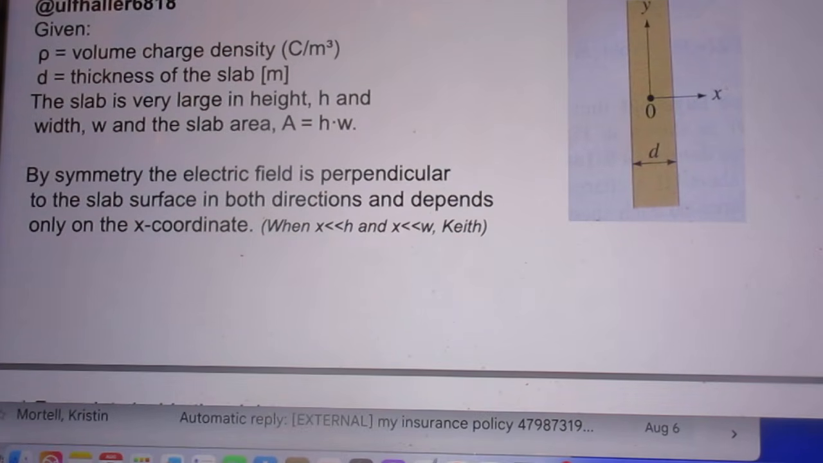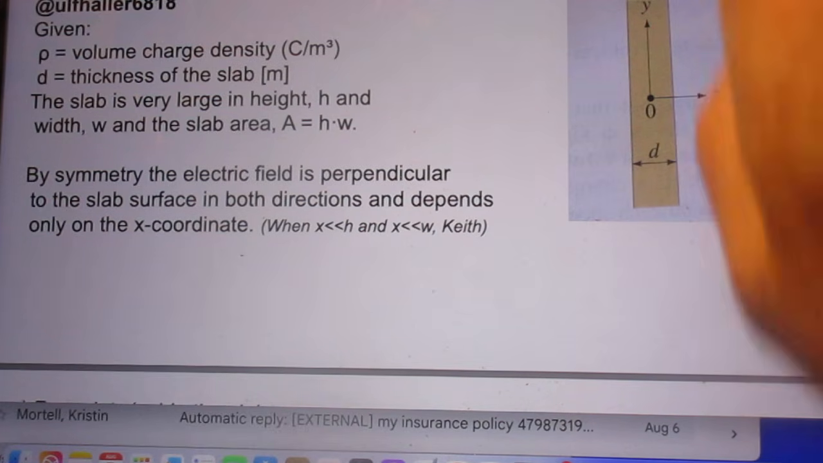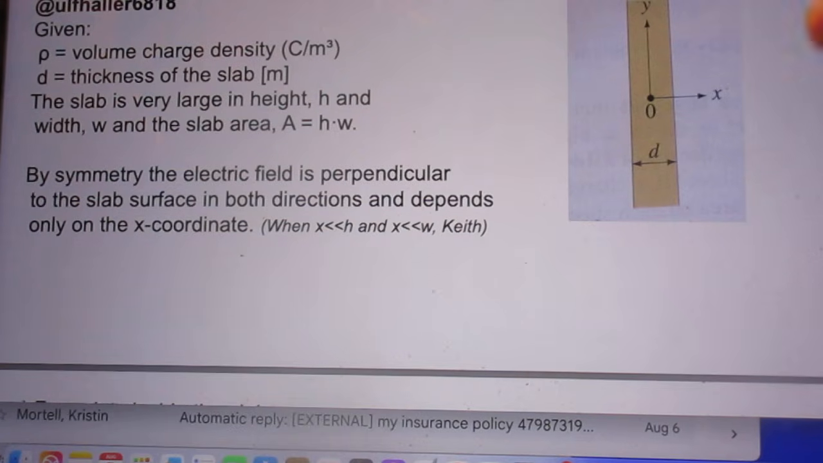Rho is the charge density in this slab. D is the thickness. The slab is very large in height. This is height. And width D. And the width is in the direction perpendicular to the paper. And W is very large. This is a large slab.